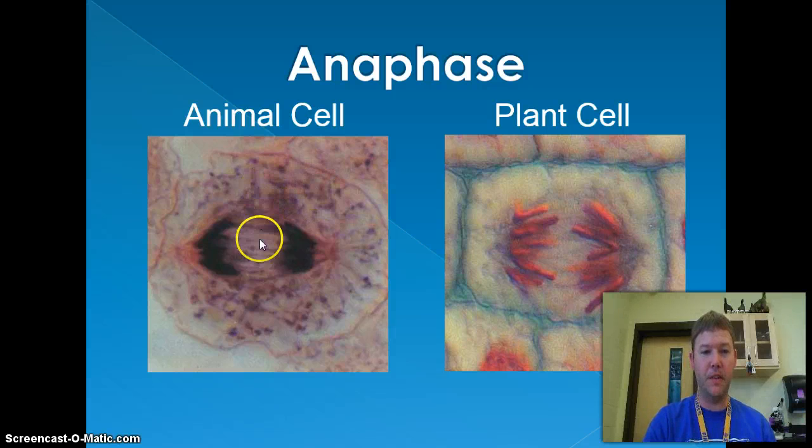Here's some great examples. You can clearly see that they're now pulling apart. We don't see the spindle fibers attached here. They're actually stretching apart. This is the anaphase, the apart phase.